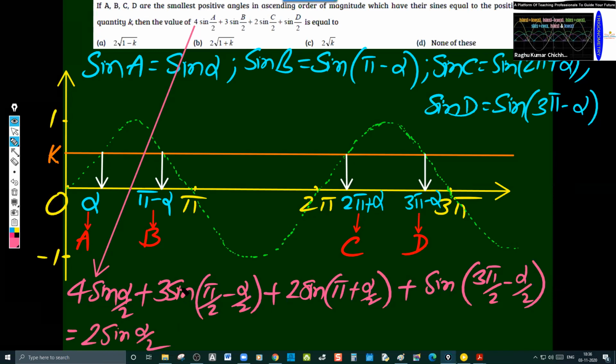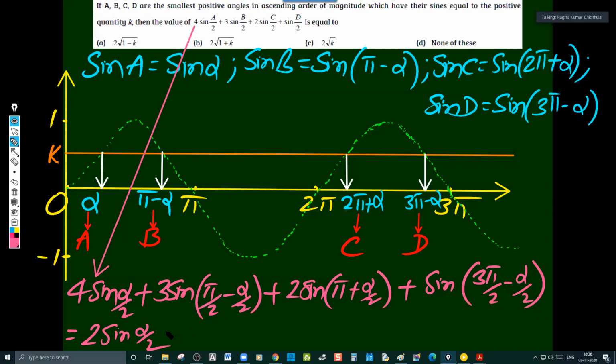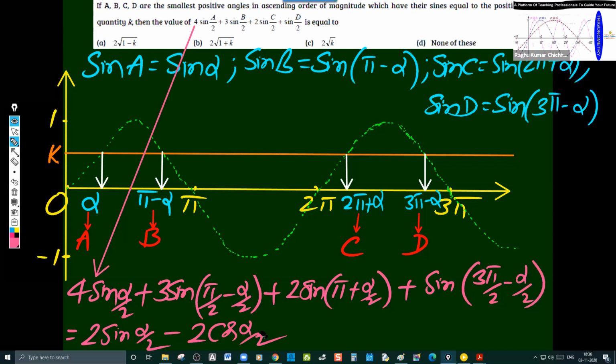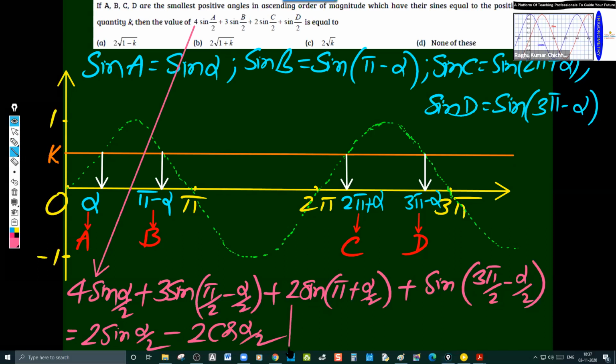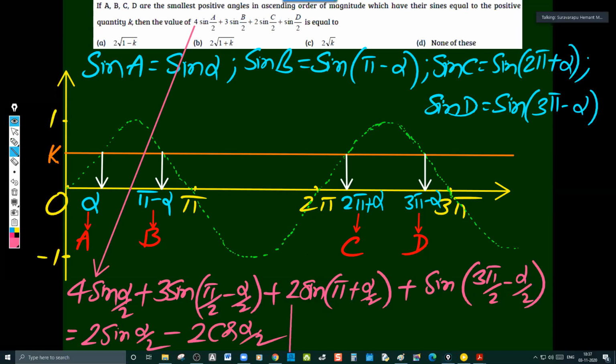Similarly, this is 3 cos alpha by 2. And this is minus cos alpha by 2. Correct or not? Yes, sir. So this will be minus 2 cos alpha by 2. Correct? Now, what can be taken common? 2 can be taken common.